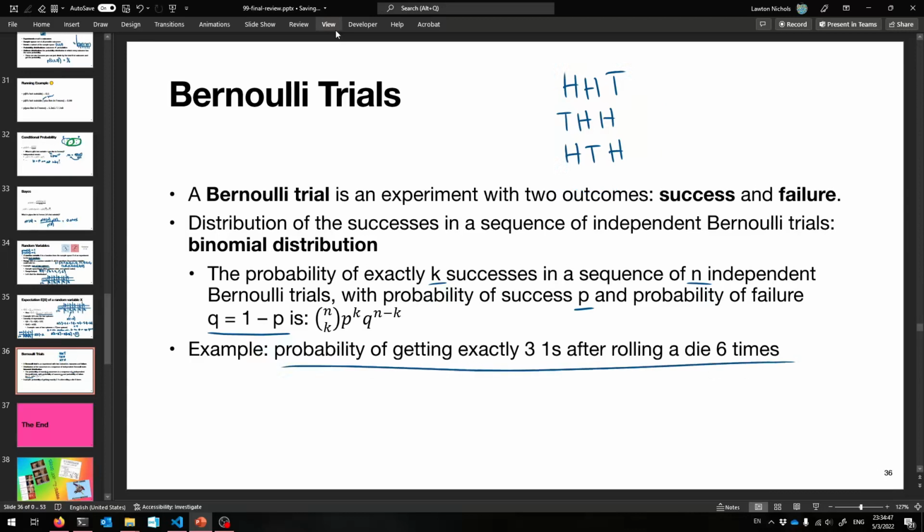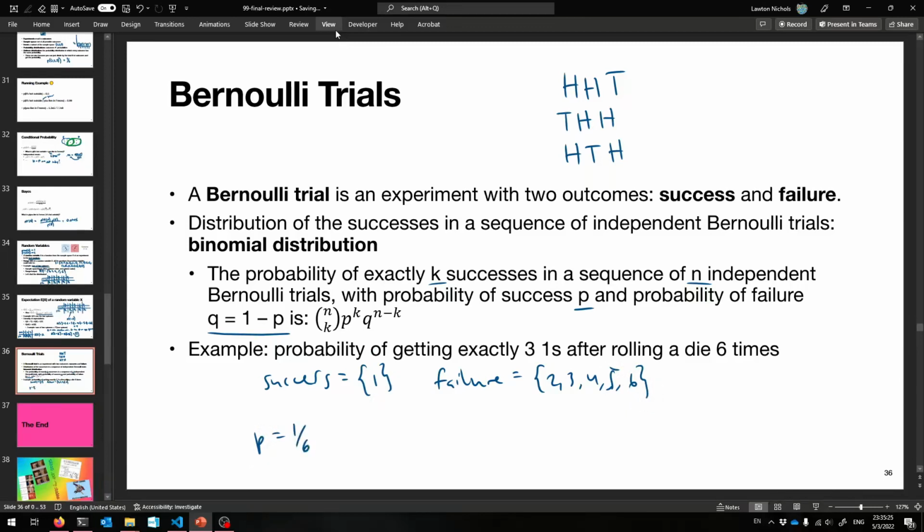So let's come up with this. Let's use the binomial distribution to discover the probability of getting exactly 3 ones after rolling a die 6 times. So that's pretty lucky, right? So we have to define, what does it mean to be a success? Let's define success as getting a 1 on our die. And then failure is everything else. It's seeing a 2, a 3, a 4, a 5, or a 6. And then we have to come up with the probability of success p. That's equal to 1/6. And then the probability of failure is the rest, 1 minus a 6th, which is 5/6.